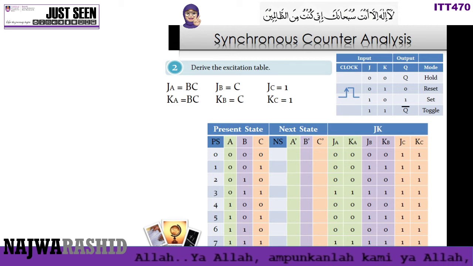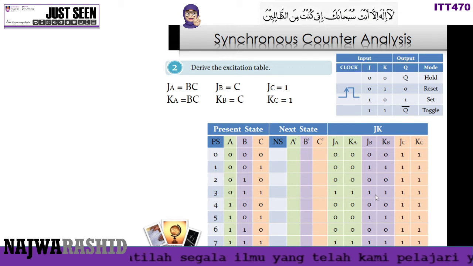Then after this part, you need to identify the next state, because you need to draw the transition diagram at the end of this analysis part. How to identify the next state is based on the values of JA, KA, JB, KB, JC, and KC.